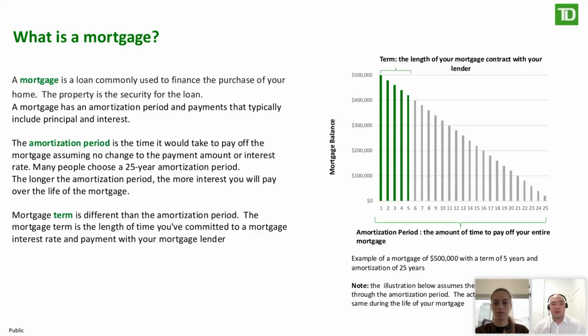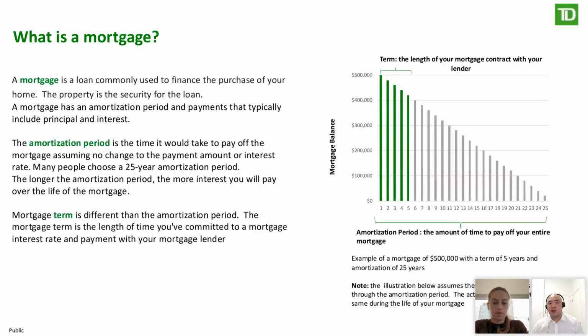A common mix up of terminology with mortgages is the amortization period and the mortgage term. So I'll read these two first. The amortization period is the time it would take to pay off the mortgage, assuming no change to payment amount or interest rate. Many people choose a 25-year amortization period. The longer the amortization period, the more interest you will pay over the life of the mortgage. The mortgage term is different than the amortization period. The mortgage term is the length of time you've committed to a mortgage interest rate and payment to your mortgage lender, right?